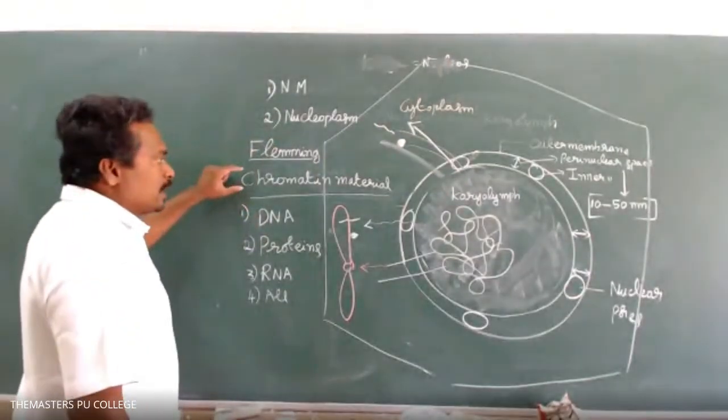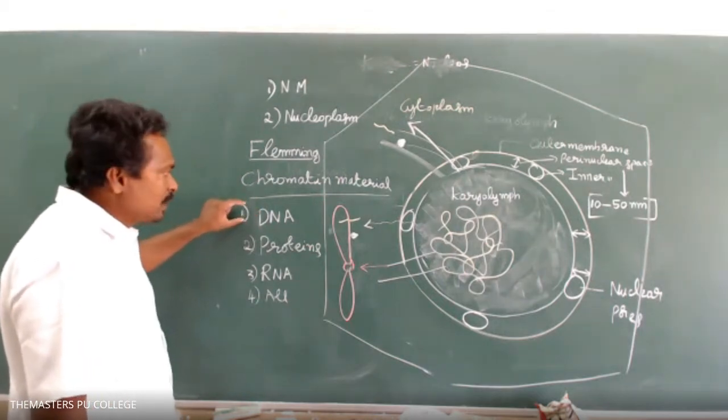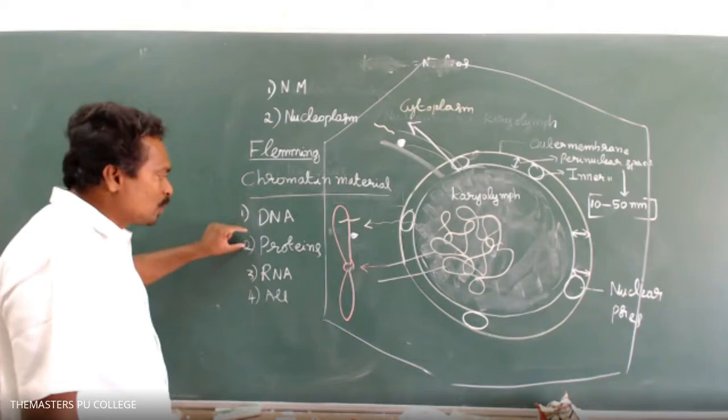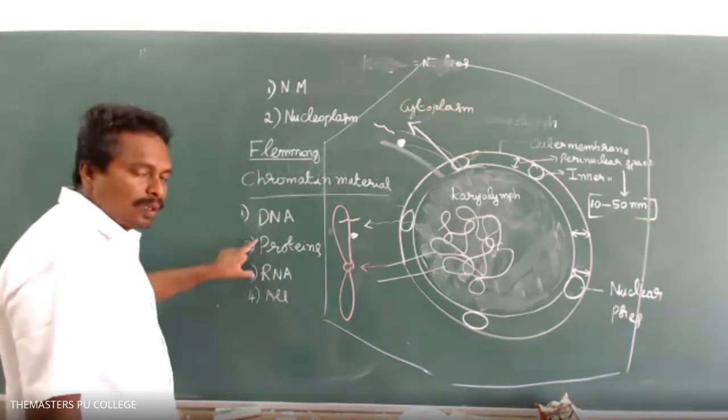Right. The chromatin material. What is the chemical composition of chromatin material? The chromatin material consists of DNA, proteins, and RNA.